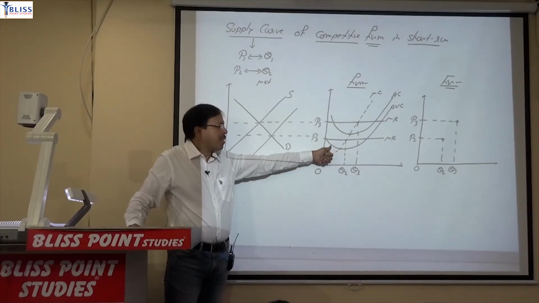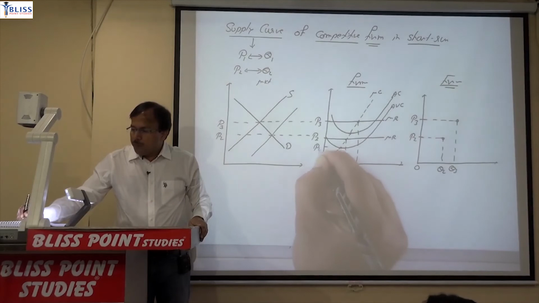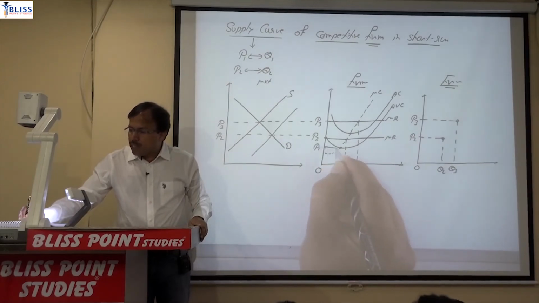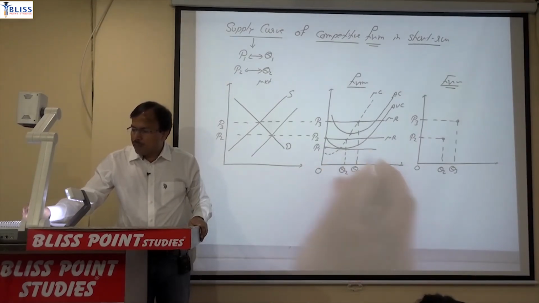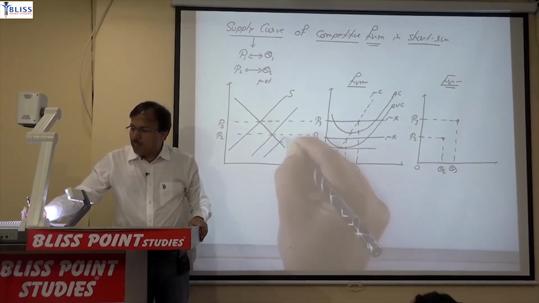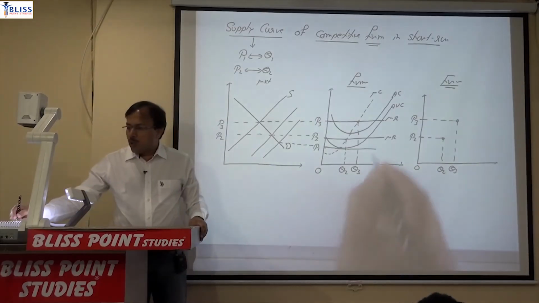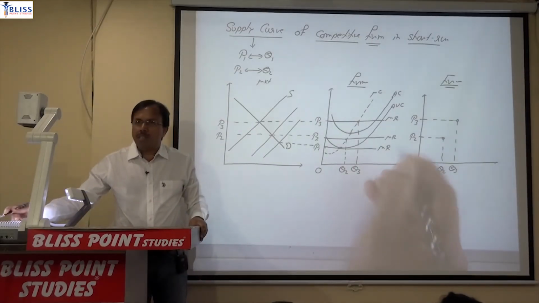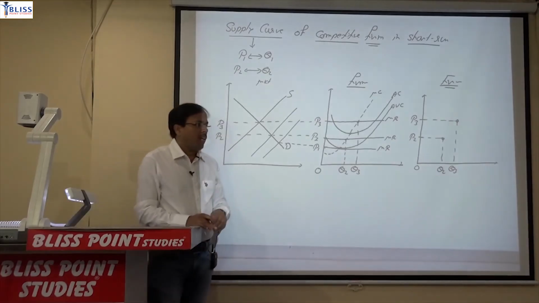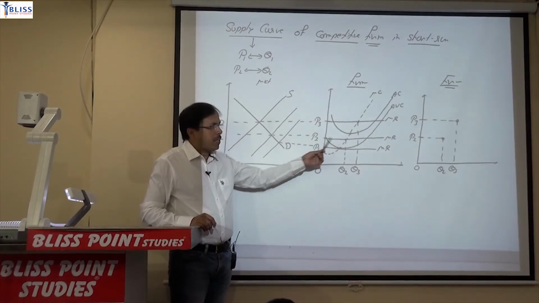I'm taking that third price as P1, the minimum point. The third price is P1, and it is just tangent to that variable cost line, which could be the case if the supply curve is passing through this point. So now how much quantity will the firm supply? There MR is equal to MC. MR equals MC at this minimum point.